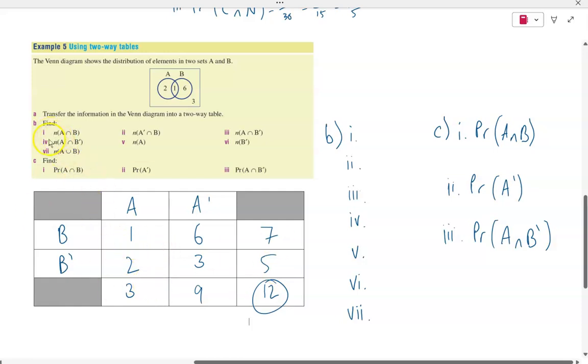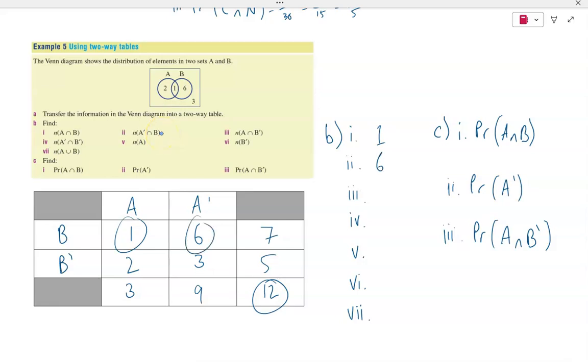From that, just find the number of people that like apples and bananas. So that's that one there, 1. The number of people that don't like apples and bananas, or bananas only, that's 6. So that's that one there. Find the number of people that like apples and not bananas, or apples only, that's that one there, 2. The number of people that don't like apples and don't like bananas, that's 3. Number there.